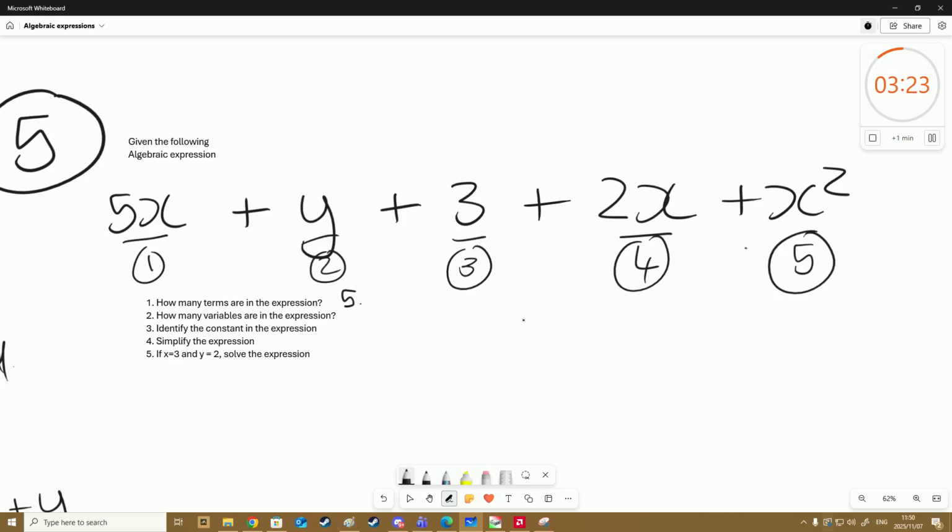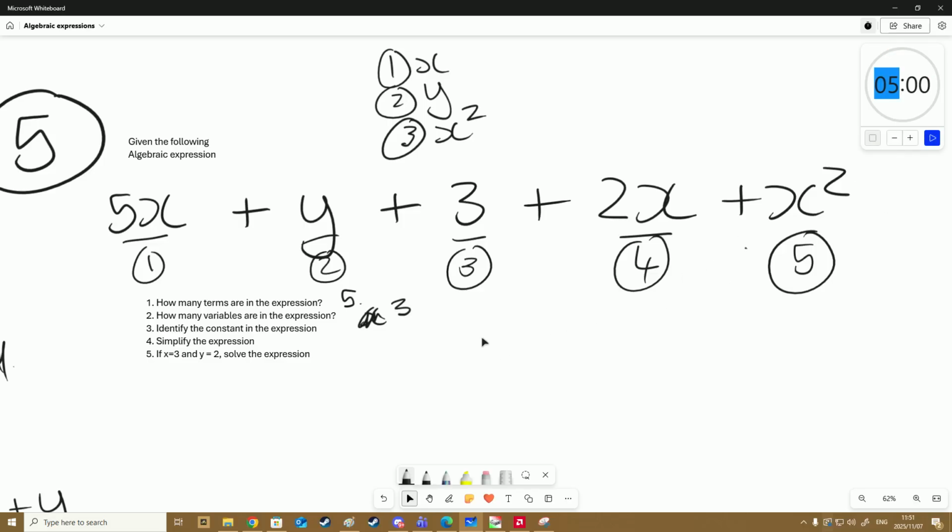How many variables are in the expression? Remember, variables are different letters that represent numbers that we don't know. So here we have an x, here we have a y. There's no variable here, so we skip it. Here's another x, but we already counted it, so it's still 2. And here's an x squared. But remember, x squared and x are not the same value, so this is a third variable. So in other words, there are 3 variables.